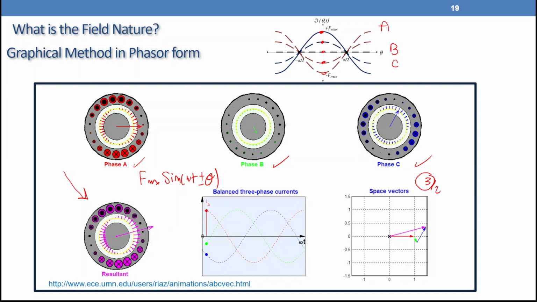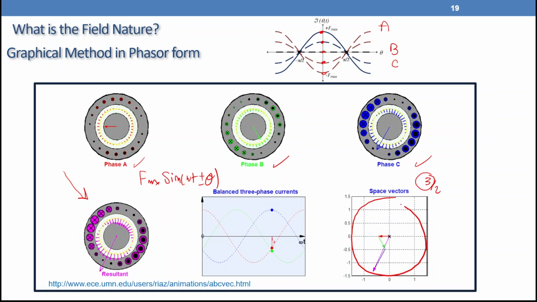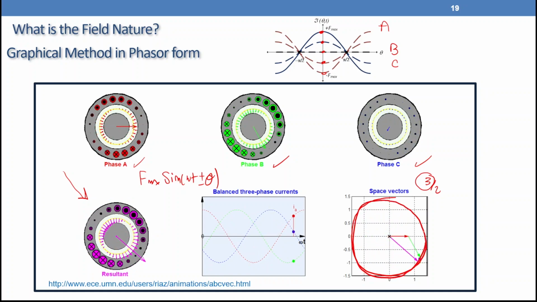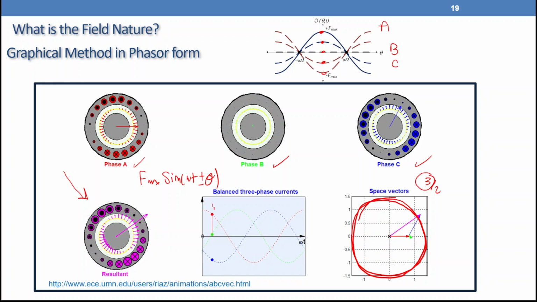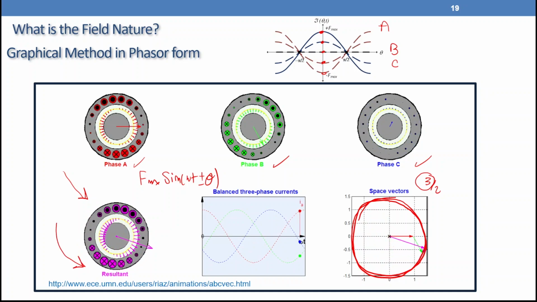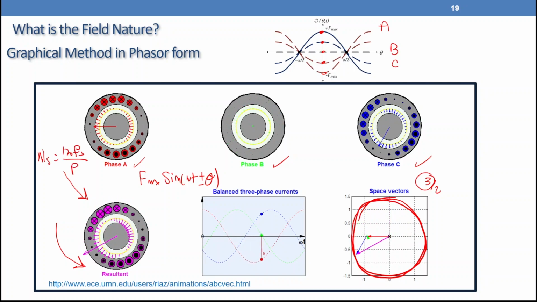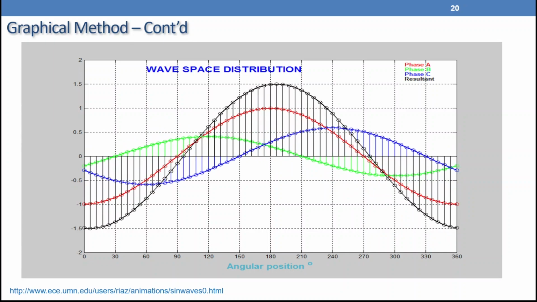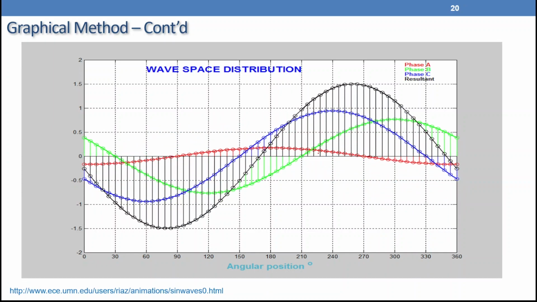But the nice thing is that here you can see the field has a circular nature. The field is rotating like a circle. At any instant, we add the A current, B current, and C current, which gives a rotating field at a certain speed. This speed is the synchronous speed, Ns equals 120 Fs over P.